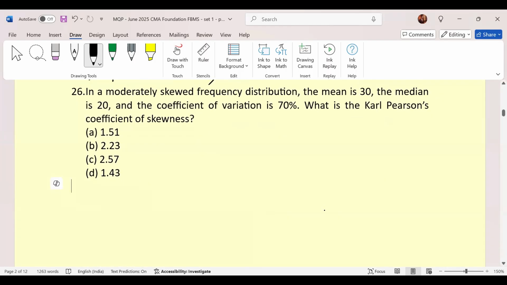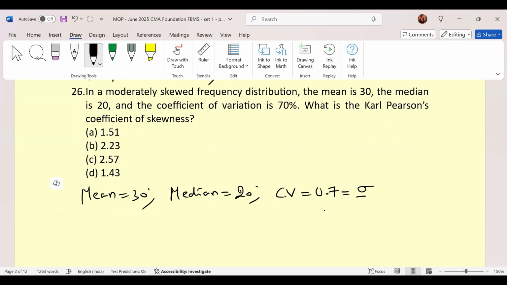Okay, next one. In a moderately skewed frequency distribution, the mean is 30. The median is 20. So X bar, or mean, is given as 30. Median is given as 20. And then CV is given as 70%, which is 0.7. CV is sigma divided by X bar. So we can rewrite this as 0.7 equal to sigma divided by X bar, which is 30. So that means our sigma, cross multiplying these two, we get 21.